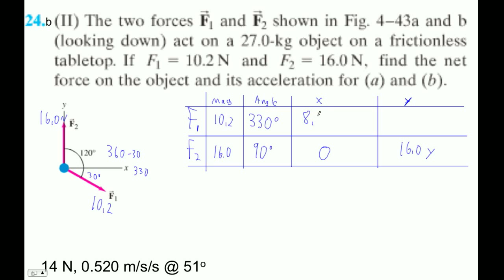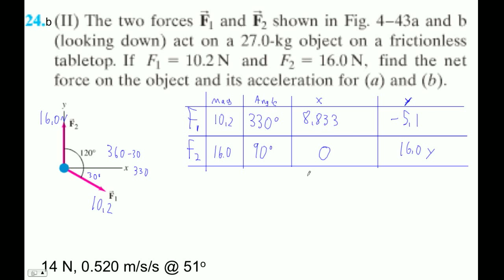8.833. They think they have 3 sig figs. I'm going to carry 4. And then I'm going to go 10.2 sine of 330. This should be a negative number, and it should be half of 10.2, 5.1. And that's, of course, because sine of 30 degrees is 1/2. Okay, so there we go.